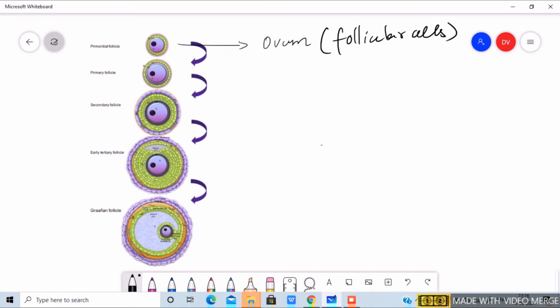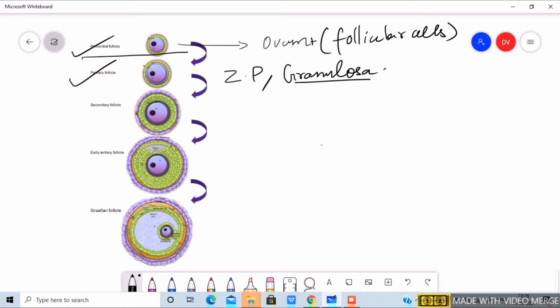So this too is what is known as the follicle, right? Then look at the primary follicle, guys. So primordial follicle until birth, after birth, that is after puberty, if you see, they start growing. So in the primary follicle, you can see a layer surrounding the egg which is known as zona pellucida, which is covered by one complete layer of the granulosa cells. Granulosa or follicular, both mean the same.